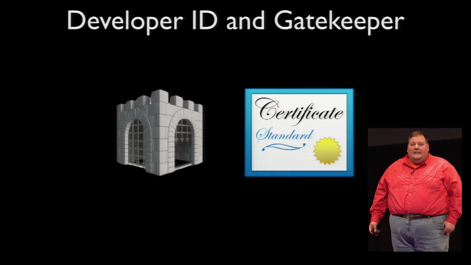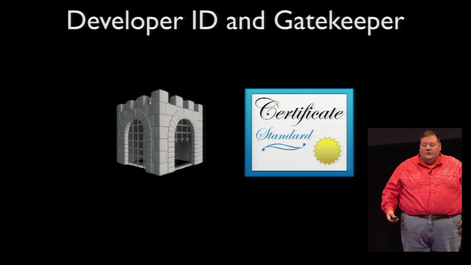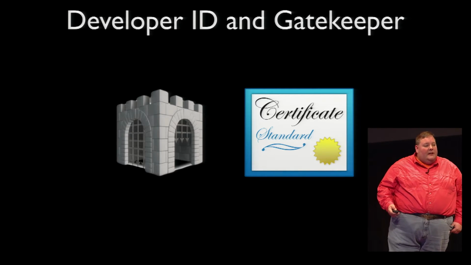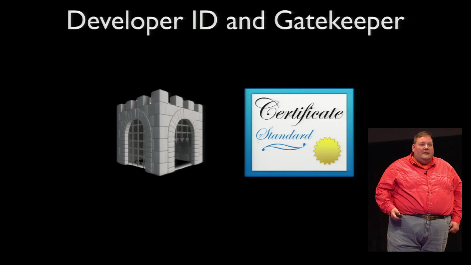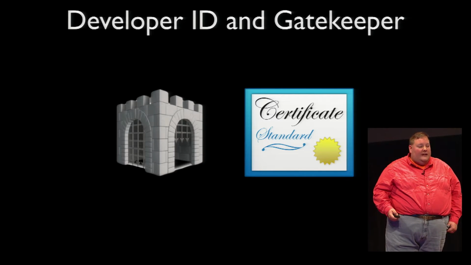So Gatekeeper is one of the outer lines of defense. It allows users to restrict which sources they can install applications from, with the general idea being that malware is not going to be coming from one of your allowed sources. Now, the way it does this is by checking to see if the application is digitally signed and by who.